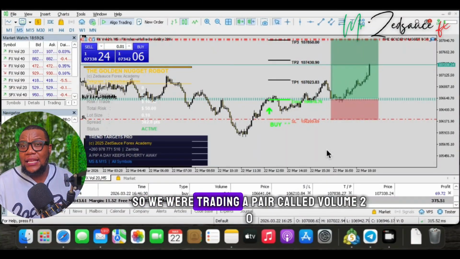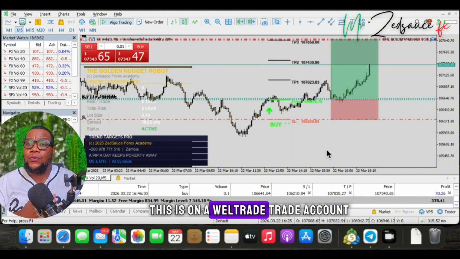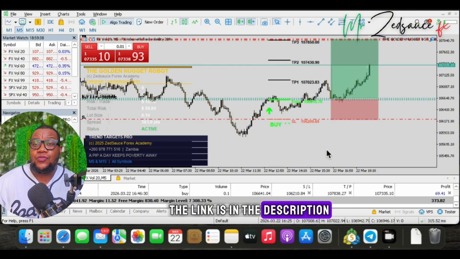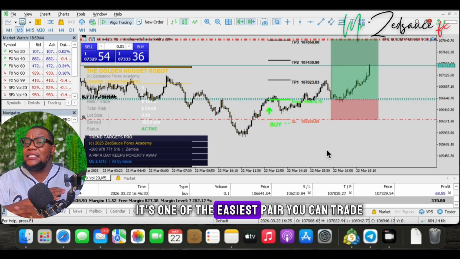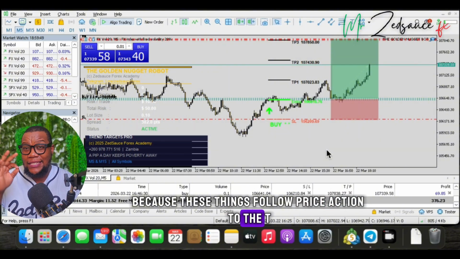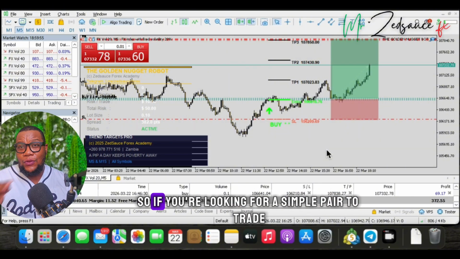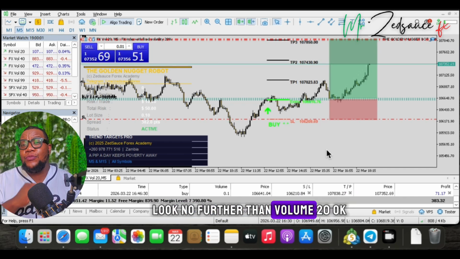So we were trading a pair called volume 20. This is on a Weltrade account. For those that don't have a Weltrade account, the link is in the description. Just click on that, open an account. It's one of the easiest pairs you can trade because these things follow price action to the T. They don't play around, they follow price action to the T. So if you're looking for a simple pair to trade, look no further than volume 20.